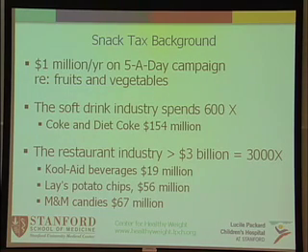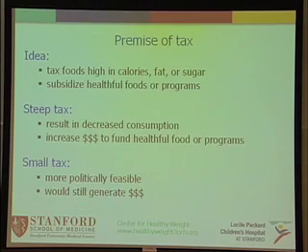Kool-Aid alone is 19 times, Lay's potato chips is 56 times, and M&M candies is even greater than potato chips at 67 times what we spend as a society to promote fruits and vegetables. So the premise of a tax would be that you tax foods that are high in calories, fat, or sugar, and then you subsidize healthful foods or programs with the money that you get.